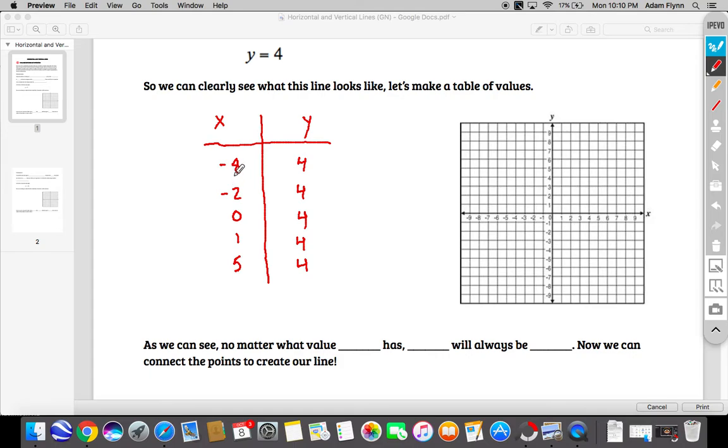So these right here are just ordered pairs. I'll plot the point -8, 4. So I go over to -8, and I'll go up 4. And I'll make a point. -2, 4. So I'll go over to -2 on the x, and up 4 on the y. 0, 4. So start at 0, go up to 4. 1, 4. And my last point is 5, 4. So I'll go over 5 and up 4.